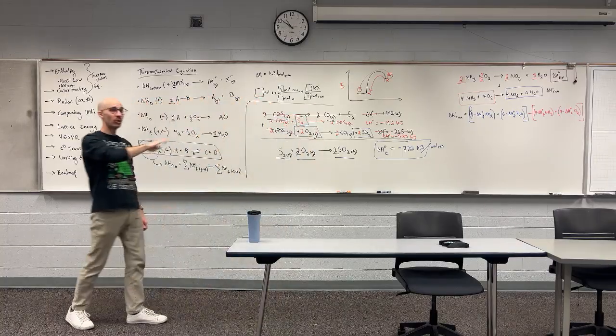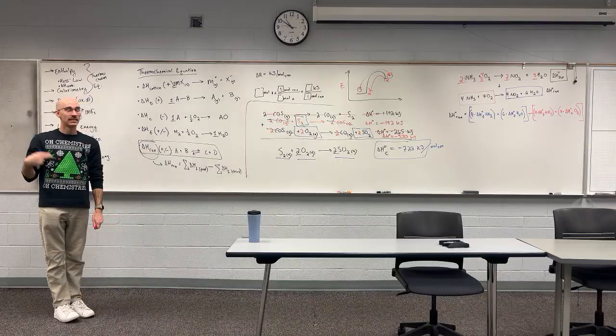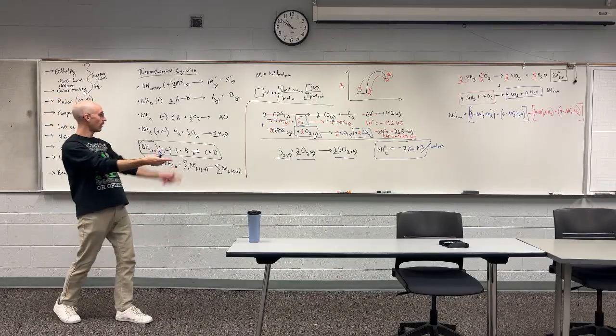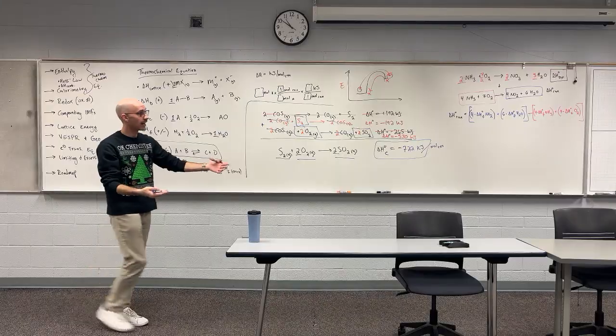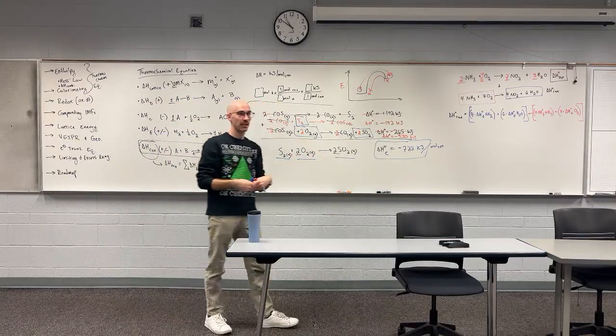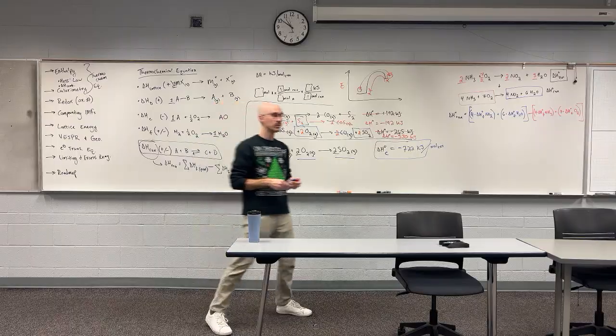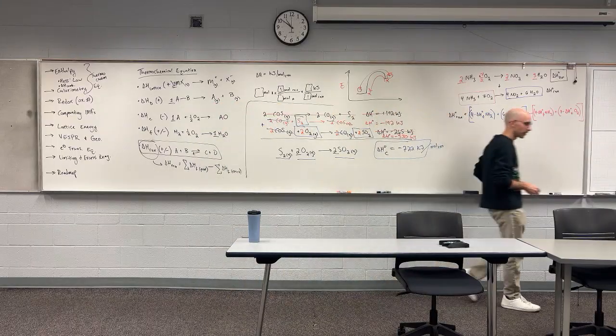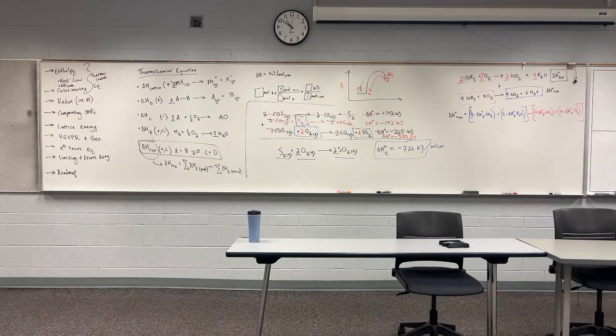So NO2 has constituent elements that it can be made from. H2O has constituent elements. NH3 has constituent elements. O2 is its constituent elements. So the heat of formation for O2 is 0. All right, so let's plug these in. These are values that you do not have to memorize. These are values that would be given to you.